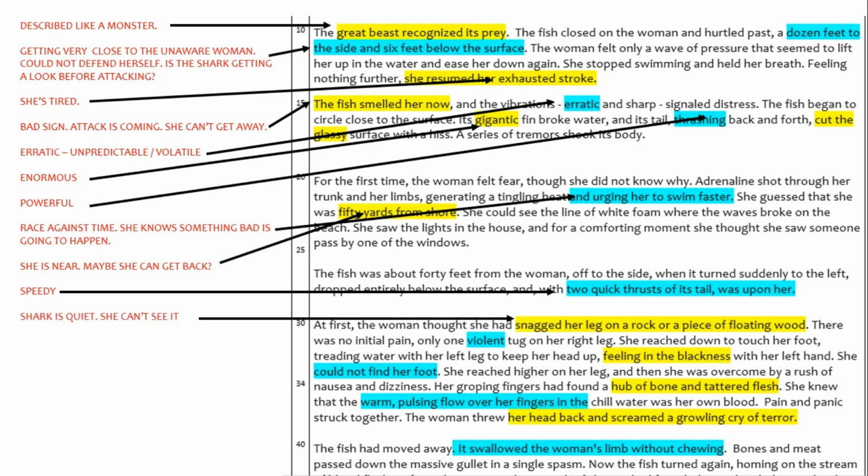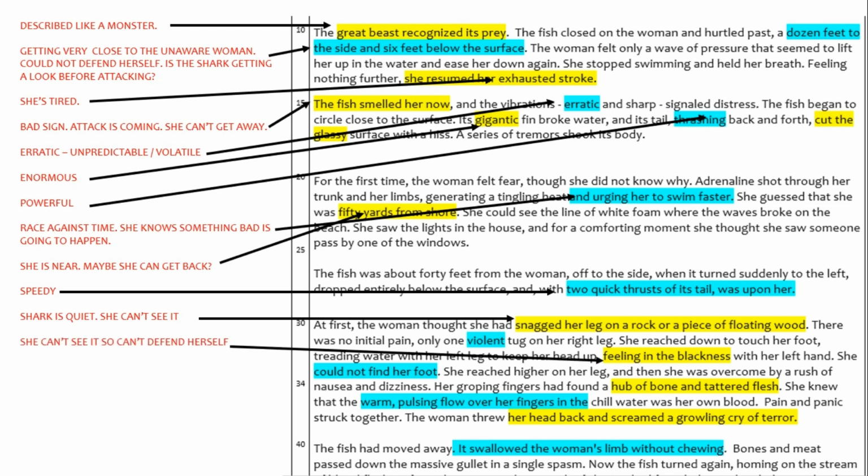Snagged her leg on a rock or a piece of floating wood. So this shows that the shark is quiet. She doesn't know the shark's there. She can't see it. Also, she's a little bit naive. We feel maybe sorry for her because she thinks she's just done something pretty innocent, but in fact it's the shark that's got her.